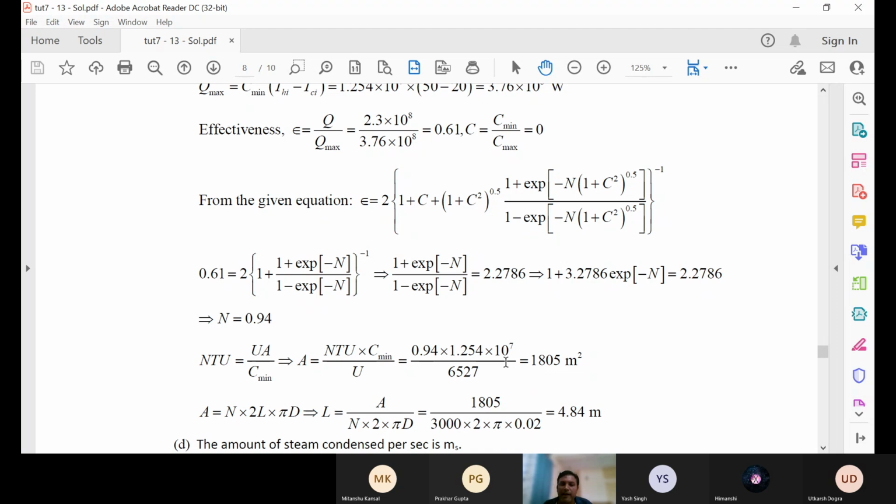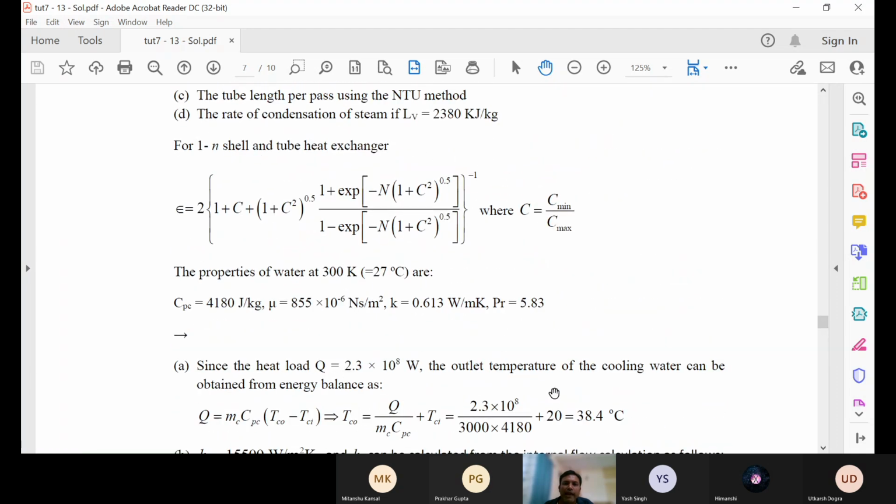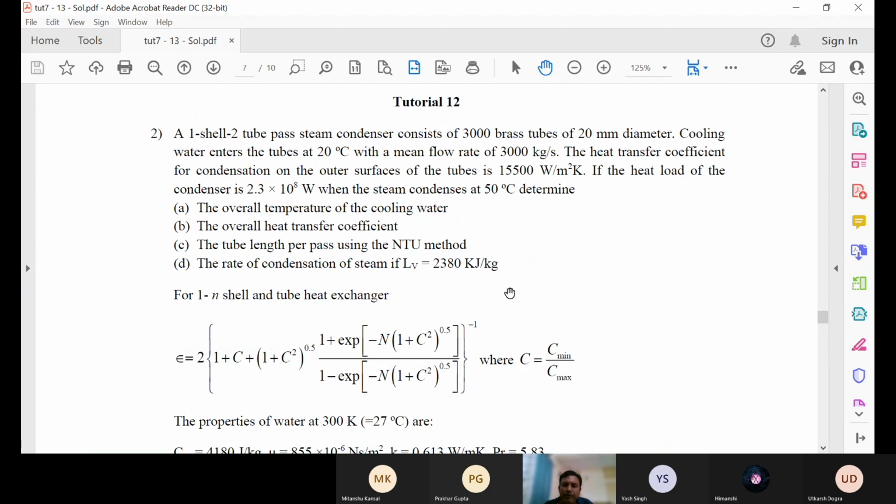Number of tubes multiplied by number of passes. Number of tubes is this N. This is a small n, sorry. I have made it capital N, but this is not capital N. This is a small n multiplied by number of passes. How many passes are there? 2, multiplied by area of one tube. Area of one tube is what? Pi dL. So everything is known in this equation except this capital L. So we can calculate this capital L as A divided by n into 2 into pi d. That comes out to be 4.84. So the length of the tube comes out to be 4.84.